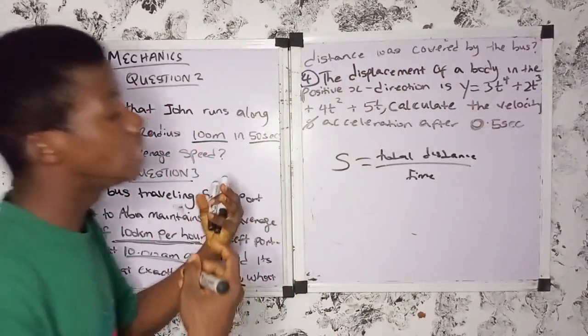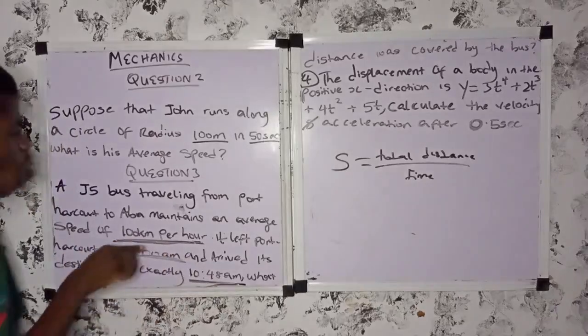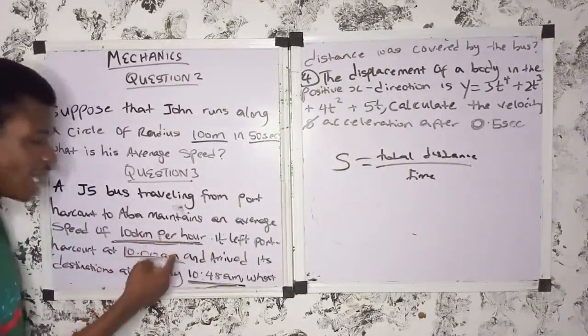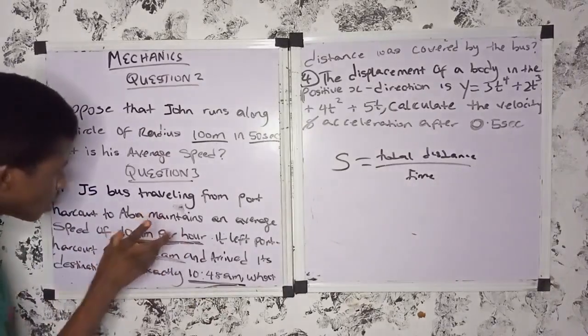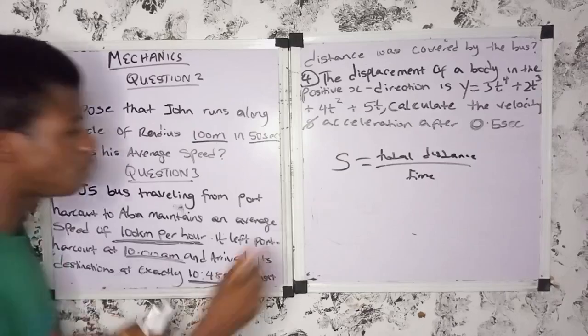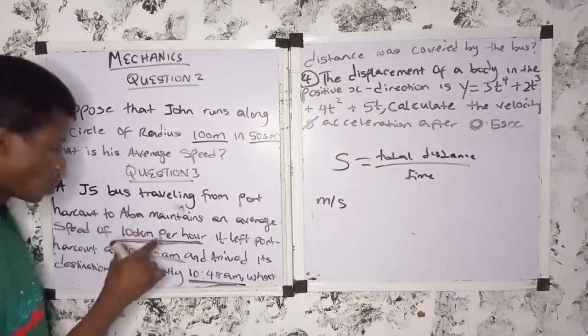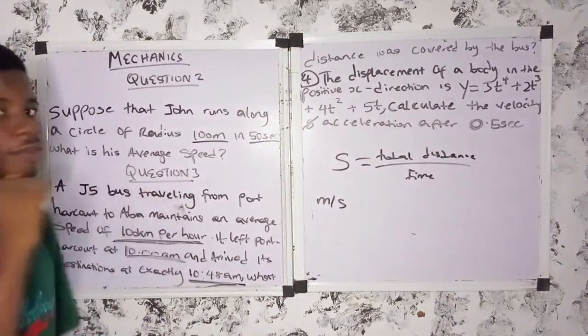We have to look for the distance. Okay. Now let's go back to this point: 100 kilometers per hour. Remember, what is the SI unit for speed? The SI unit for speed is meter per second, okay? And we are not expected to solve using kilometer per hour. I don't know if you understand.